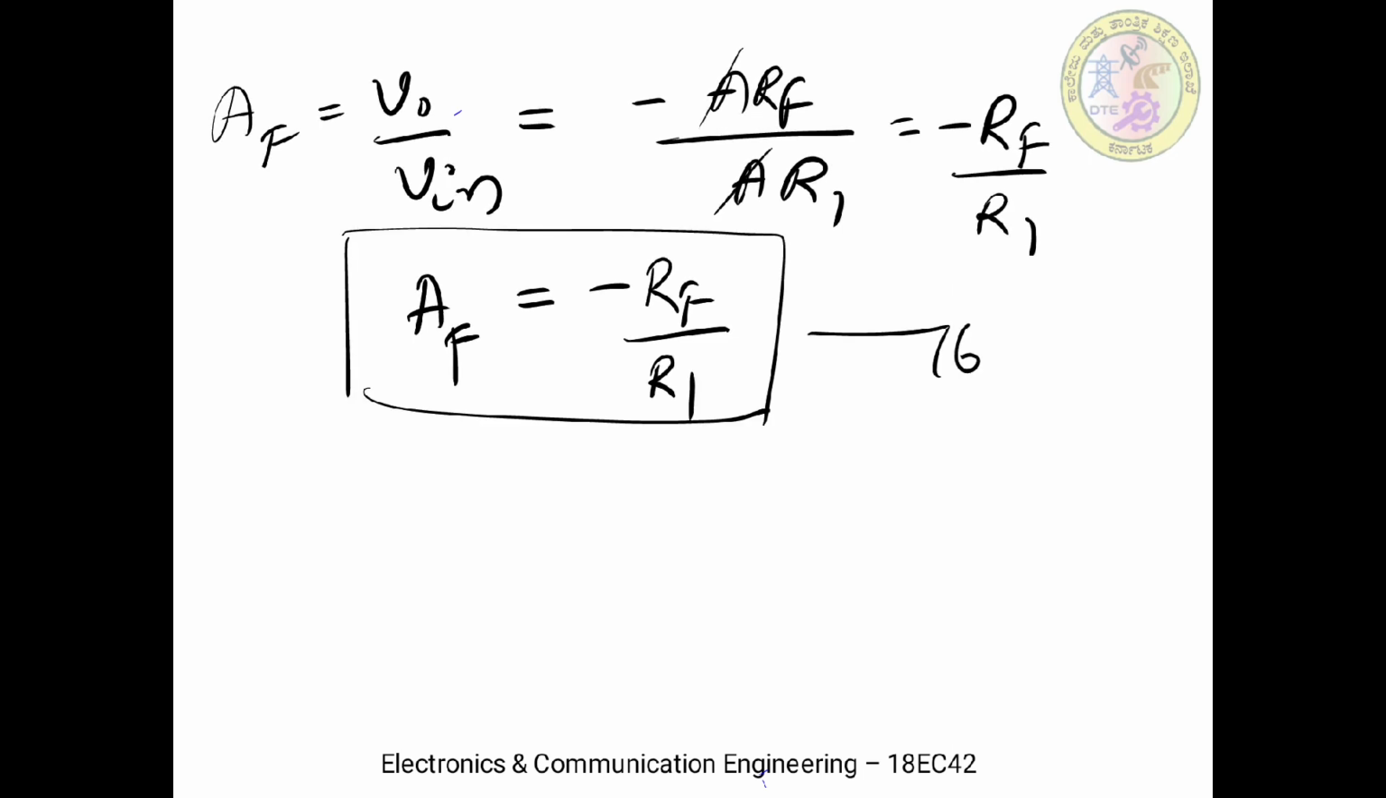So this equation indicates that in case of inverting amplifiers, the gain will be fixed by only selecting the feedback resistor RF and the resistance R1. Okay, and equation 6 is the expression for the closed loop voltage gain AF in case of inverting amplifier.